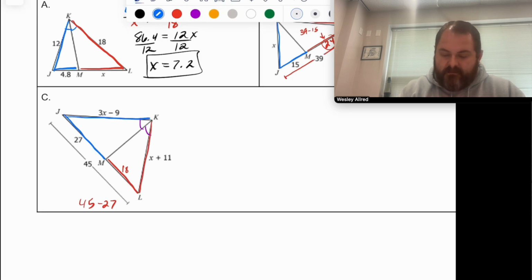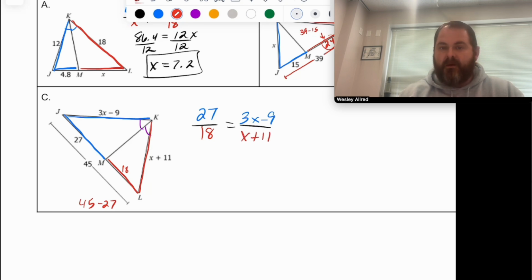So I can compare that to these two sides of the triangle. So once again, 27 over the 18 we just found has got to be equal to 3x minus 9 over the x plus 11. Okay, these are proportions we've done before. If you want to pause the video to try this one yourself, you can. Otherwise, this is the answer we should get, and you'll see the work to get that.